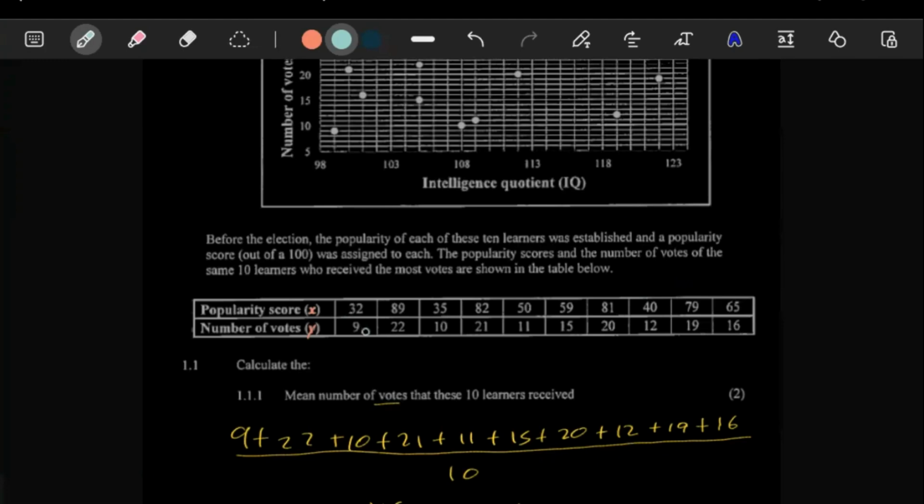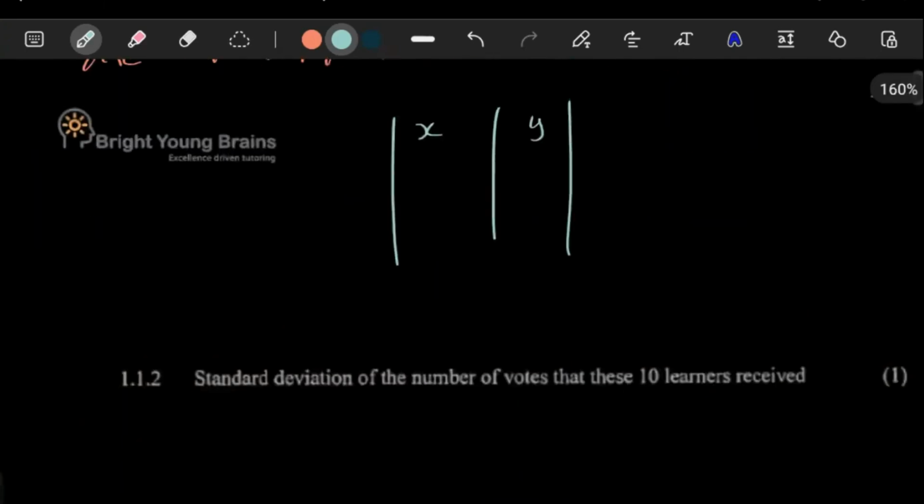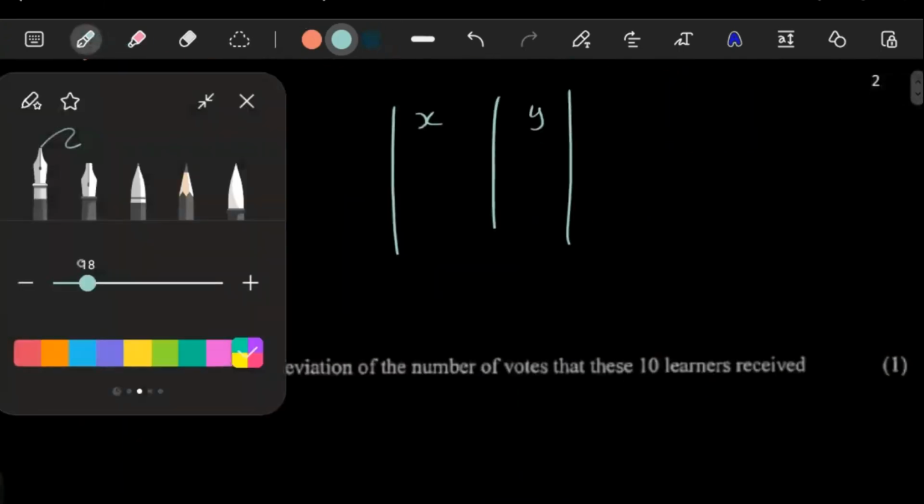So obviously, after putting in all your data, you want to just double check that you've put it in correctly. So here we have 22, then 10, 21, 11, 15, 20, and then 12, 19, and then 16 is the last one there. Everything seems all good. So after doing all this, you're going to press shift and then the number 1 button.